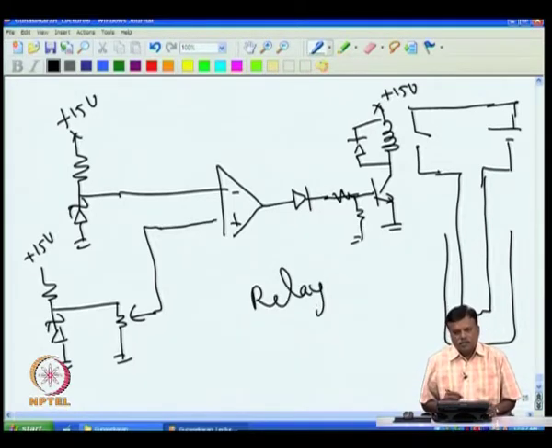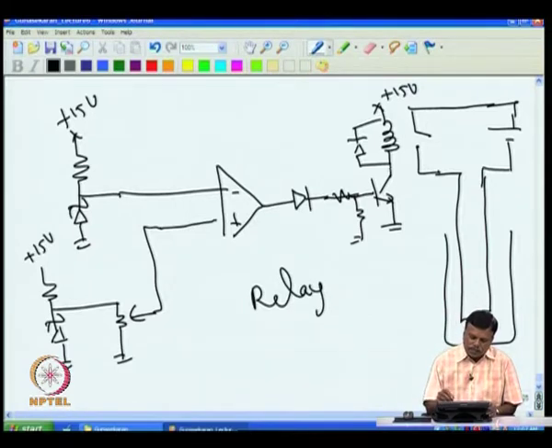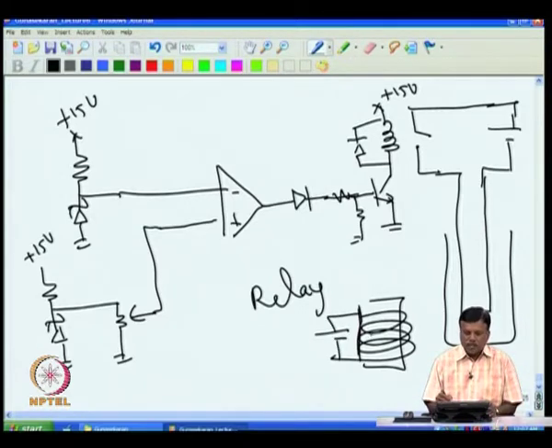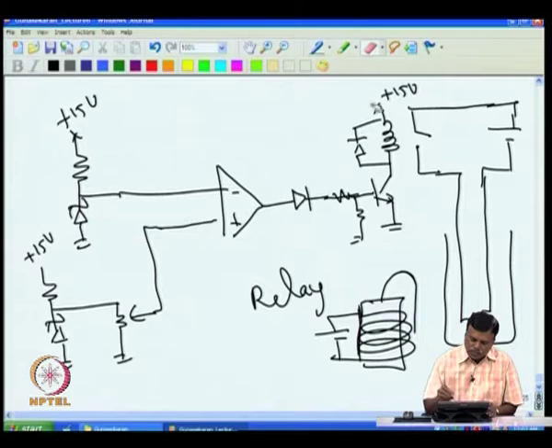Now, what is a relay actually? If I take a bobbin and wind a few turns of wire and pass a current through it, a magnetic field is set up. I can use this magnetic field to pull an iron piece and make a contact here. If there is no voltage, there is no current, and I can have a metallic strip attached to this, which is the core.